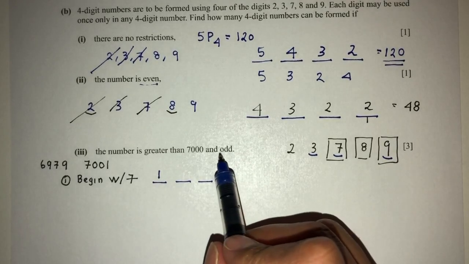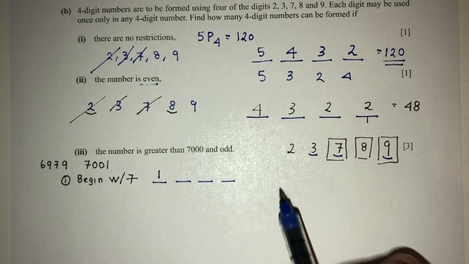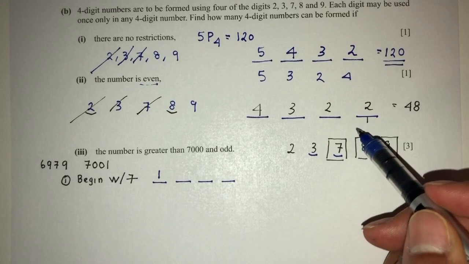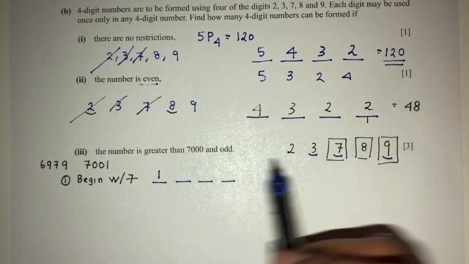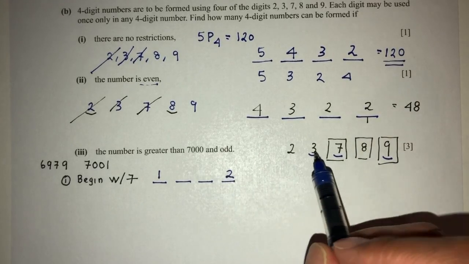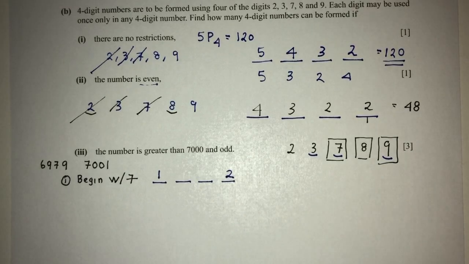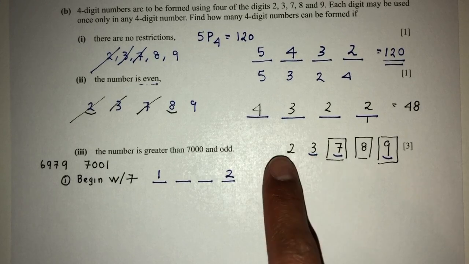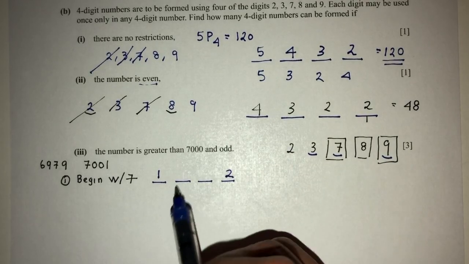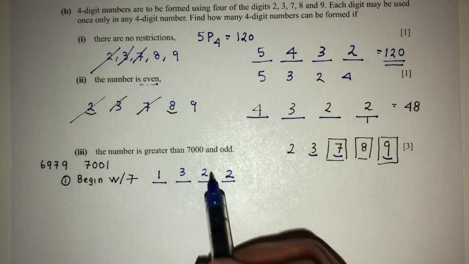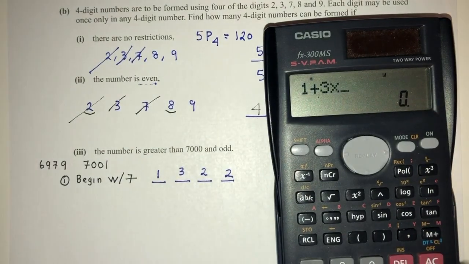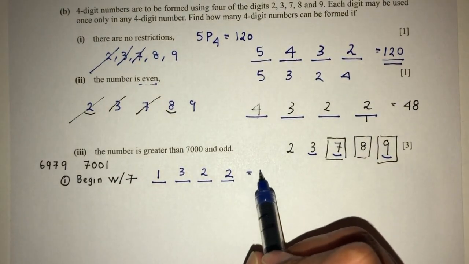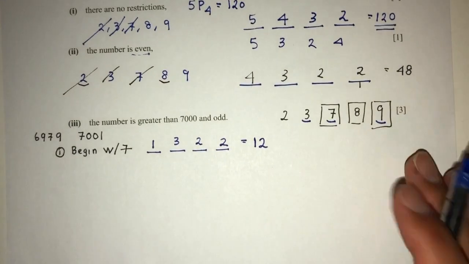Now for the number to be odd, it has to end with 3, 7, or 9. Because we have already chosen 7, that will go away, we'll have only 2 options to end our numbers. It can be 3 or 9. So now we have used 2 numbers, so 3 and 7. We have remaining 2, 8, 9. So we have 3 options and 2 options, right? So 1 times 3 times 2 times 2, that should be 12. That is my first case.